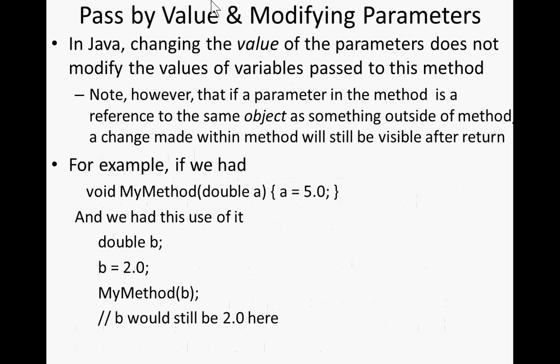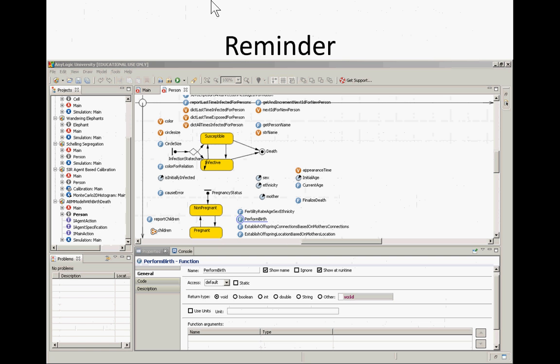Here's establish offspring connection based on mother's connection. Badly named, it's more general than that. It's establish one person's connections, or add one person's connections to another. That's really what it is. But here I call it offspring and mother.